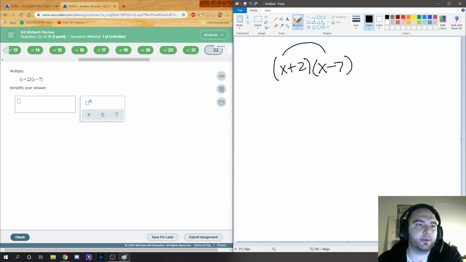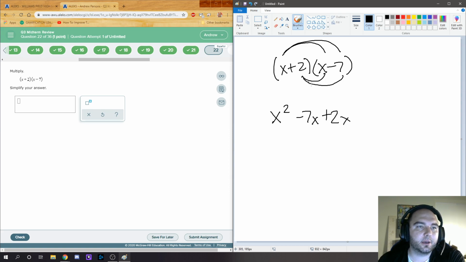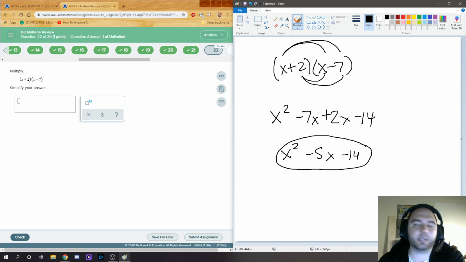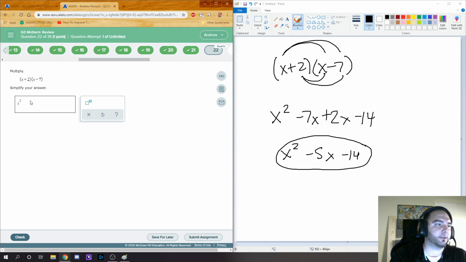Here's the FOIL method, a classic. The arrows represent me doing the following: x times x, x squared; x times negative 7, negative 7x; 2 times x, 2x; 2 and negative 7, negative 14. You'll then add the like terms in the middle to make negative 5x, and voila, you're done. You'll notice you get the same kind of results as if you were doing the box. You get 4 things, you add the like terms together, that are the middle 2 results usually, and it's as simple as that, right?